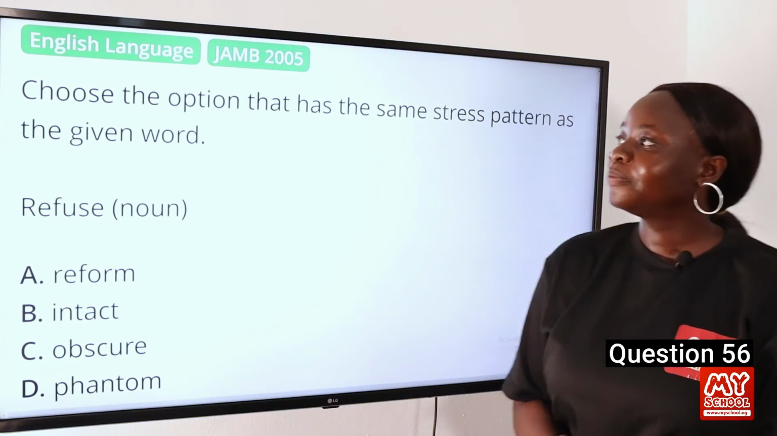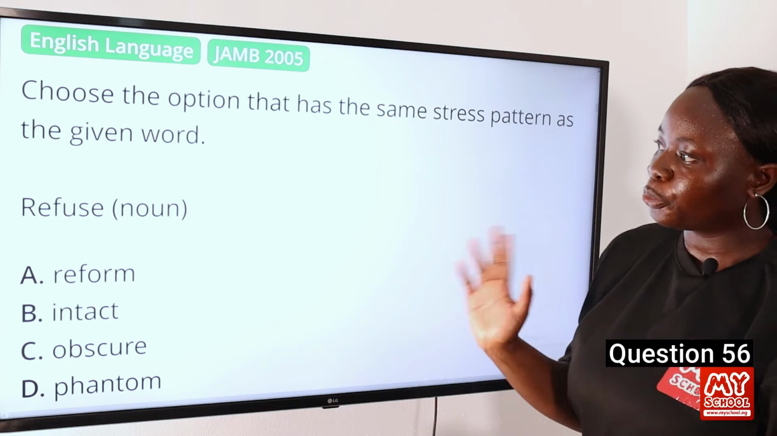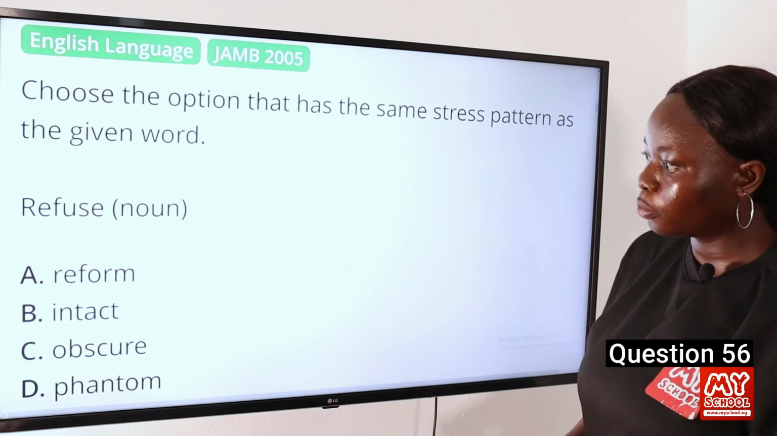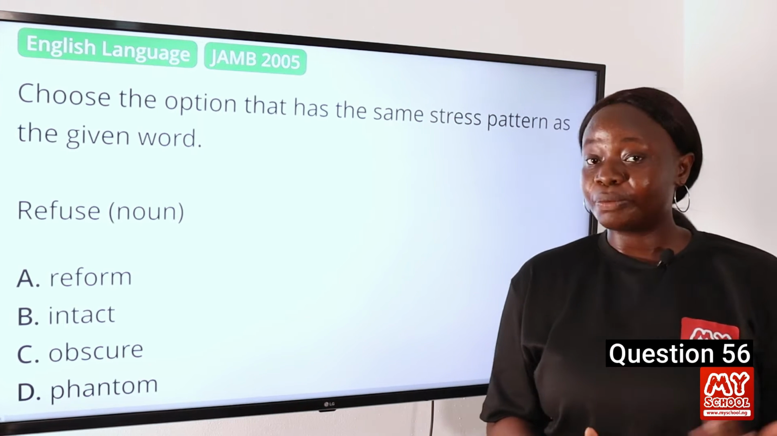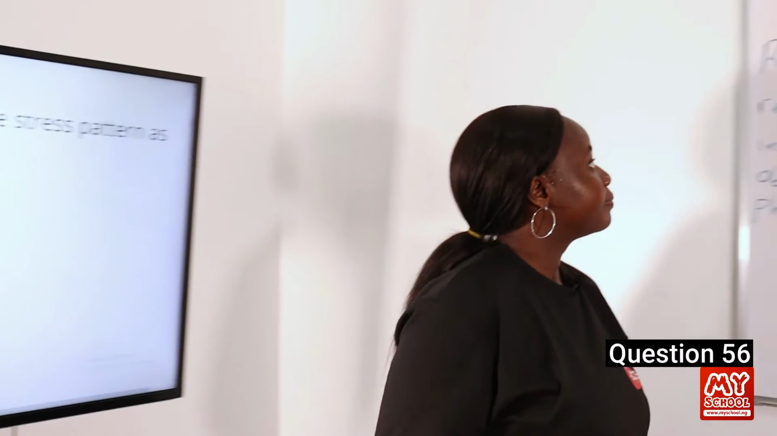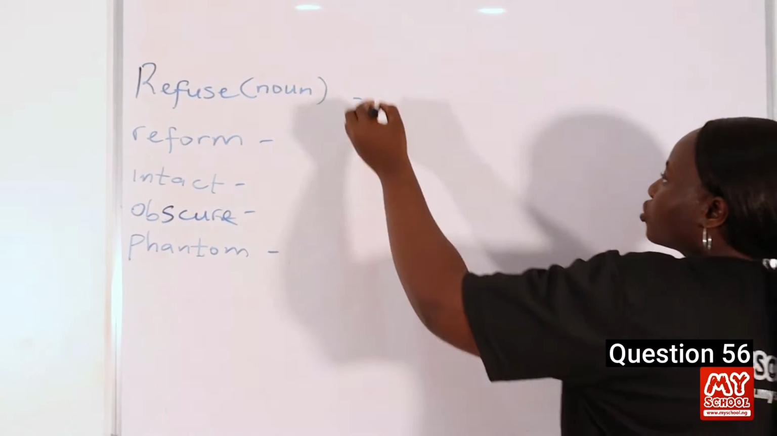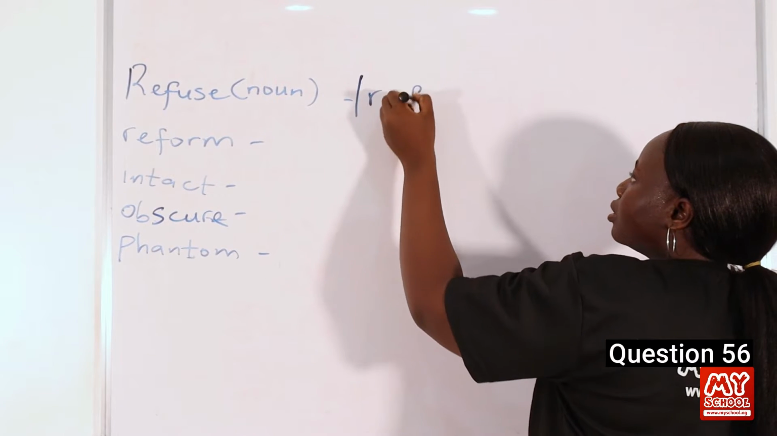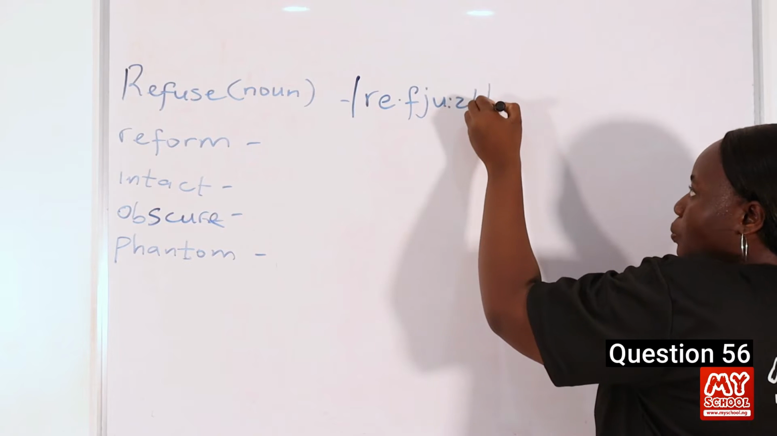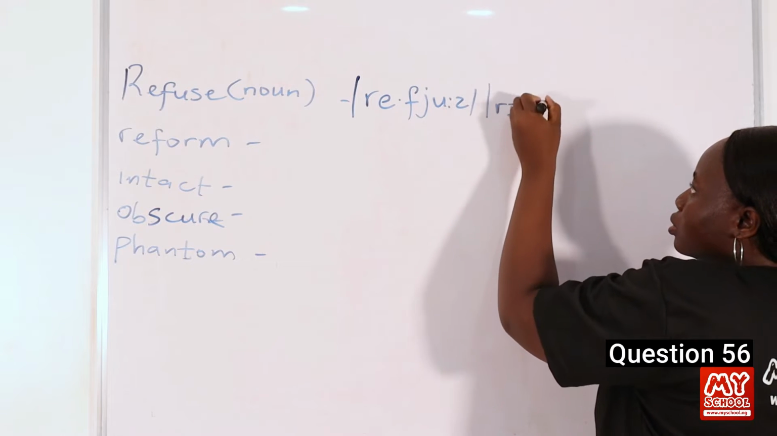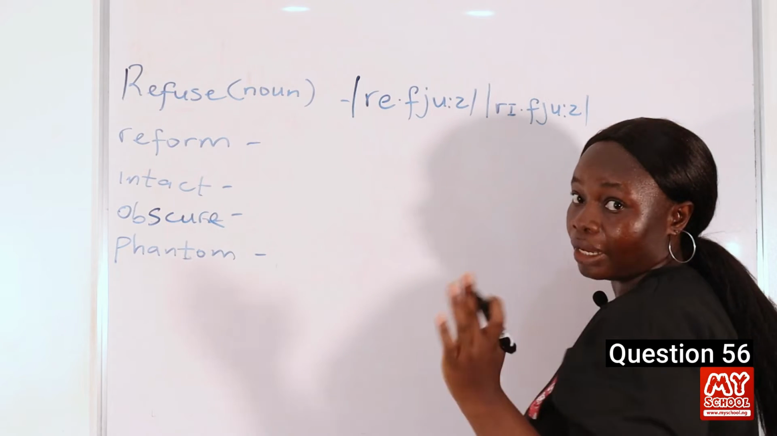Question 56. Choose the option that has the same stress pattern as the given word. The word is refuse. We have option A, reform, option B, intact, option C, obscure, and option D, phantom. Let's go to the board to find out what our answer will be. For the first word, refuse. Refuse is a noun, and when you transcribe it, it's transcribed as this. This is different from the verb refuse. You can see the transcription is different, and that's the reason why they emphasize that it's a noun.